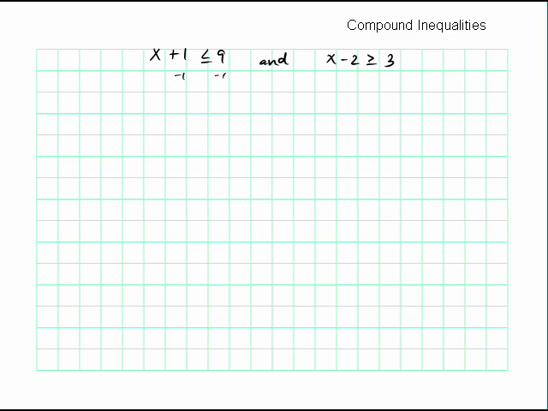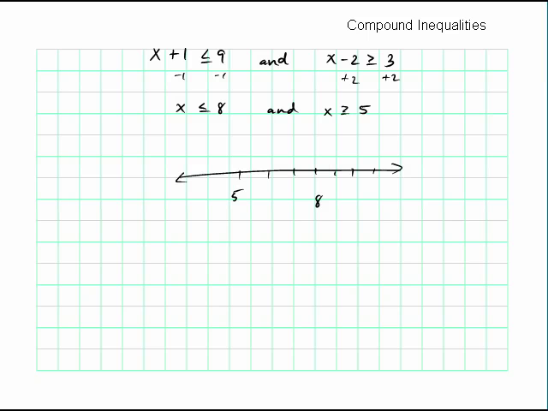Subtract 1 from both sides here. This is really x less than or equal to 8. Add 2 over here. This is really x greater than or equal to 5. Okay. I've got each one solved for x, and so now I'm going to do exactly the same thing I've been doing. 5, 6, 7, 8.